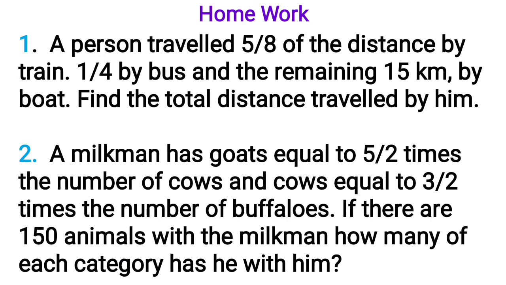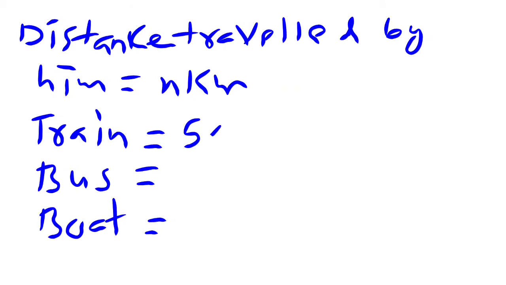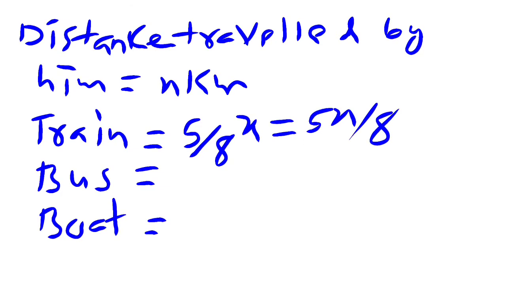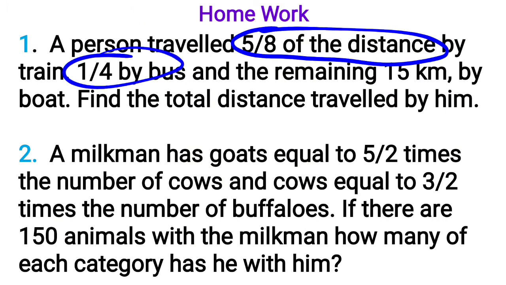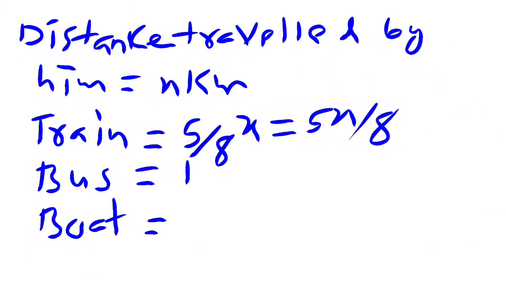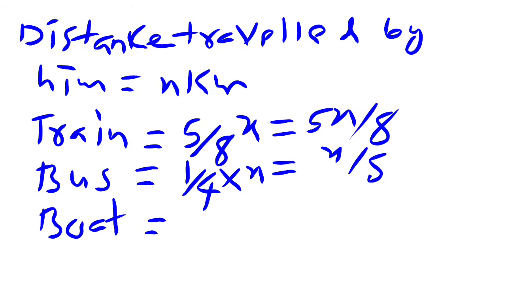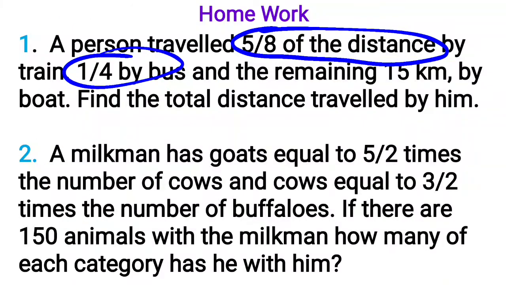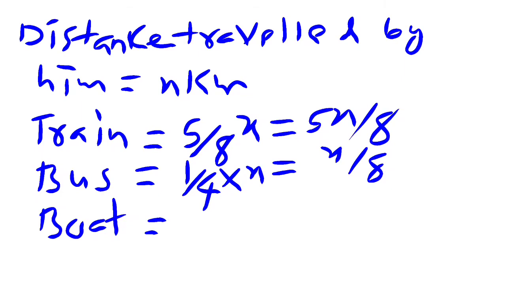As per the question, 5 by 8th part of the total distance is traveled by train, so 5 by 8 into x equals 5x by 8. By bus 1 by 4th part is traveled, so 1 by 4 into x equals x by 4. And by boat exactly 15 kilometers.